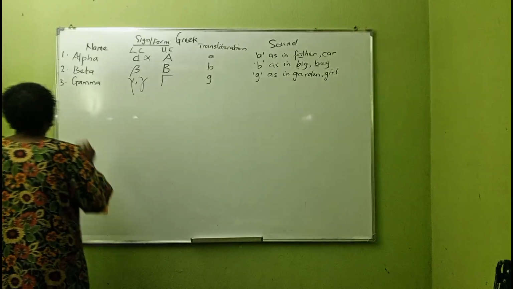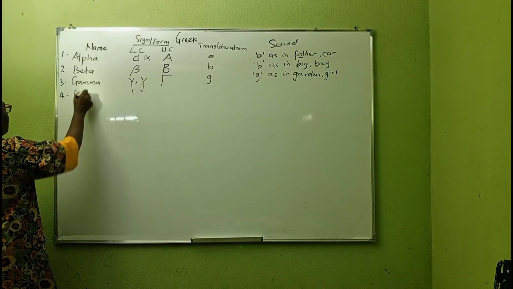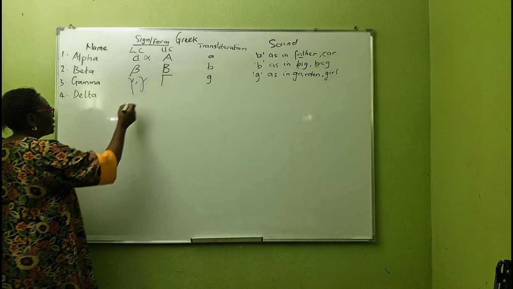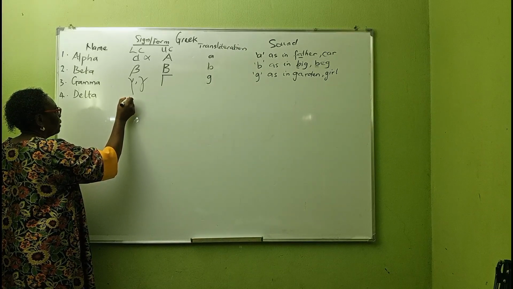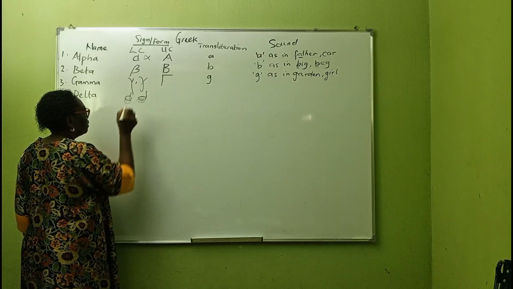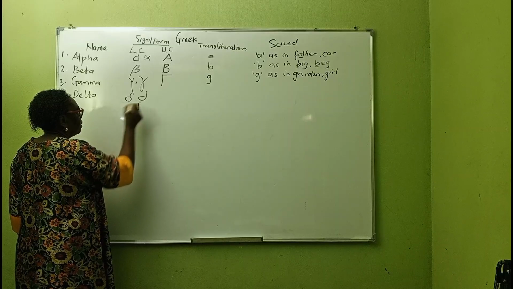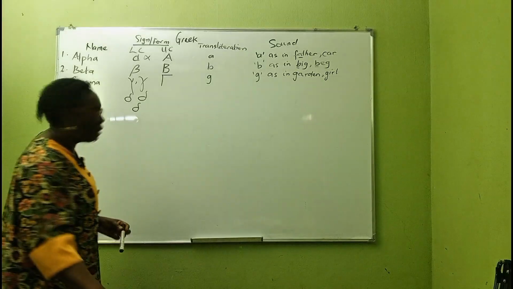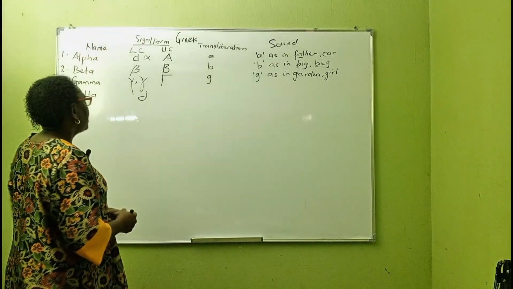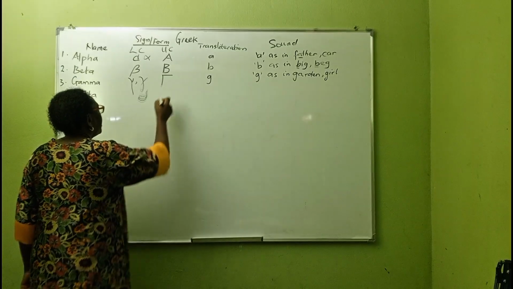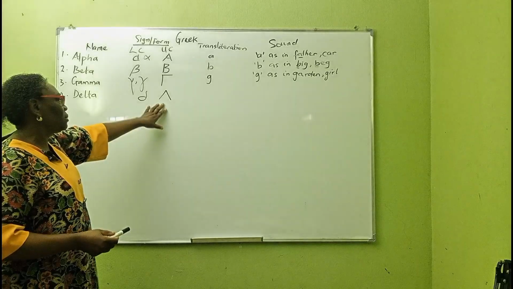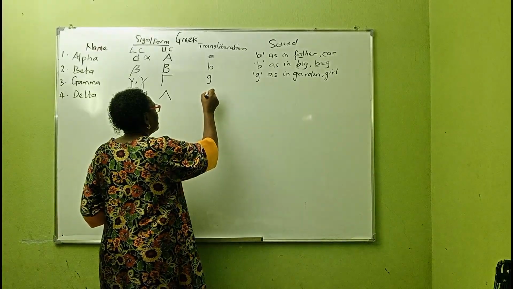And after that, we have number 4, we have delta. Delta you write as if you're writing almost a C, then bring it up, let it curve. Let me try another one. All right. That's your delta. Just one is sufficient. In terms of the capital letter, it actually looks like an uncompleted triangle. That's your delta. The transliteration is D.